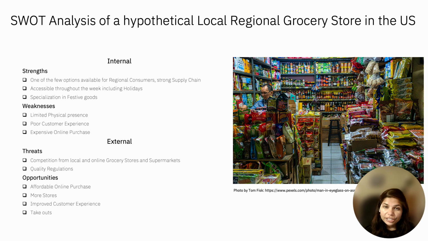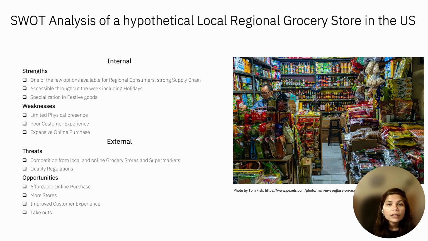Again, specialization in festive goods. Indians have different kinds of festivals, as any other region, I would correct myself. For any festival-specific needs, if the grocery store provides everything, then again that's a big strength. So these are the possible strengths I have identified which can be offered by a local regional grocery store.